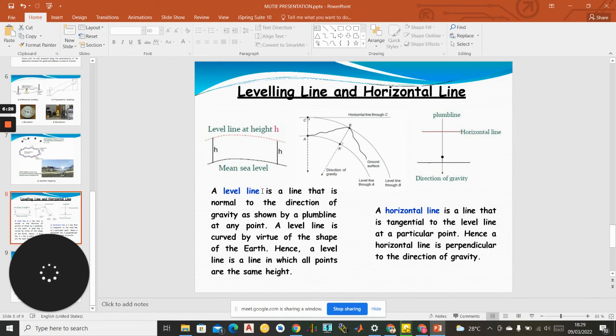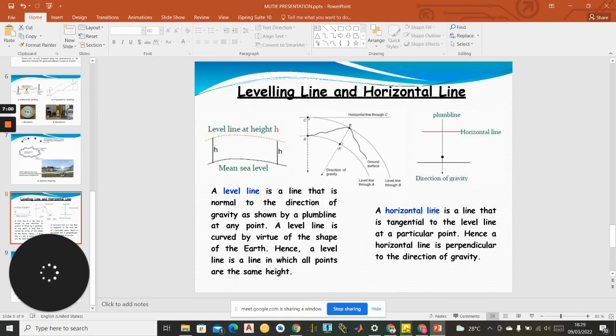Now let's define what is a level line. So this level line is a line that is normal to the direction of gravity, and you can see it has been shown by the plumb line. And in the plumb line, you can see horizontal line and you can see direction of gravity. And a level line is curved by virtue of the shape. So you can see a level line, how it is curved. Hence, a level line is a line in which all points are the same height.